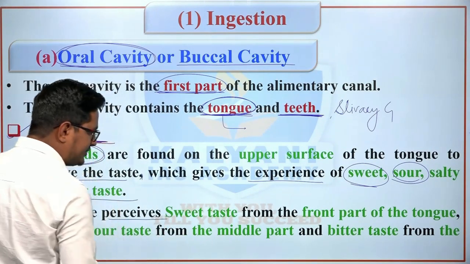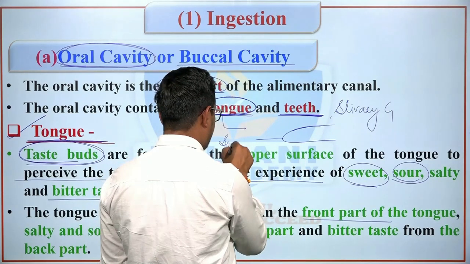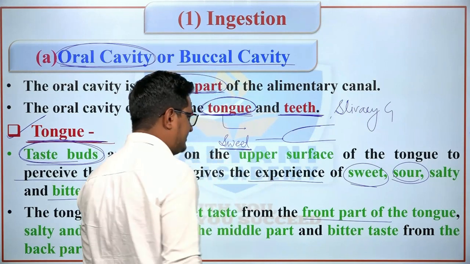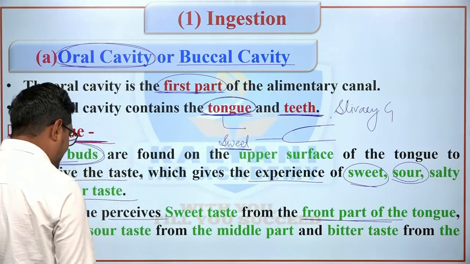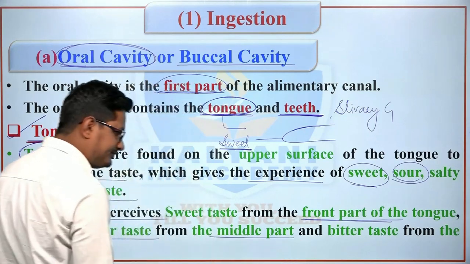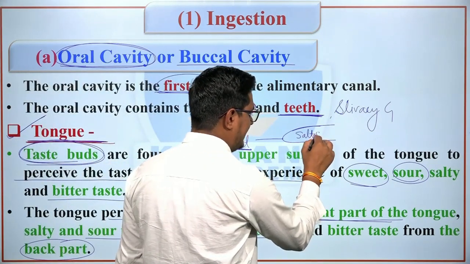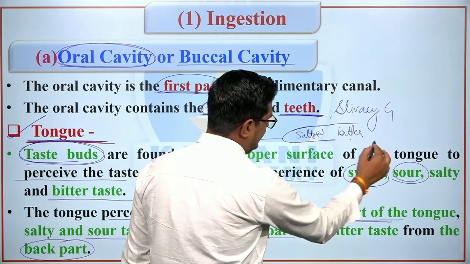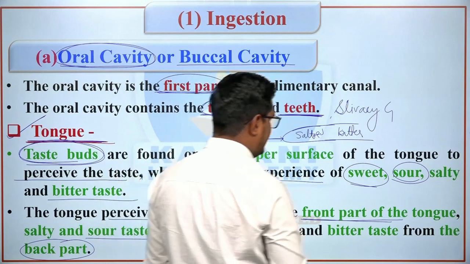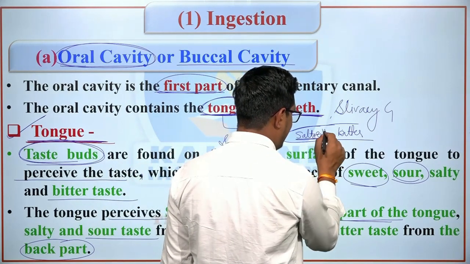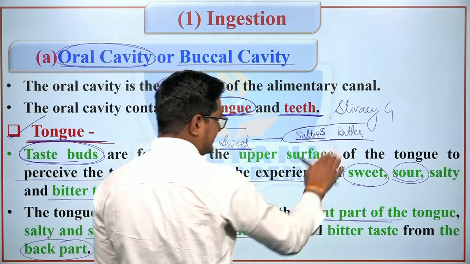The tongue perceives sweet taste from the frontal part. So if this is the tongue, then this is the frontal part, and from the frontal part we perceive the sweet taste. Then salty and sour taste from the middle part, and bitter taste from the back part. So here salty and sour, and here bitter, right?